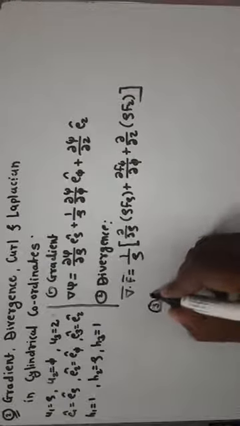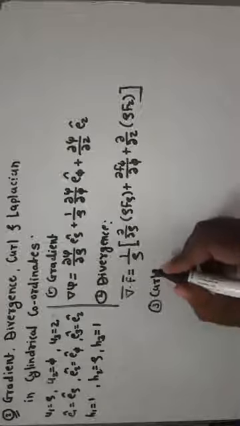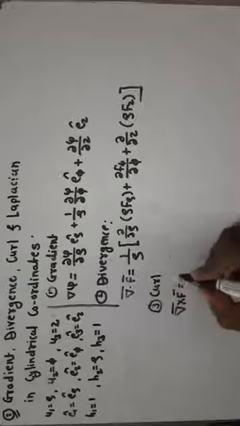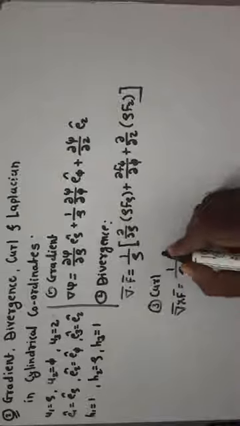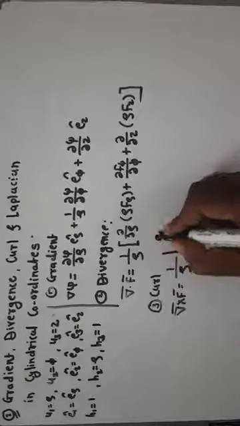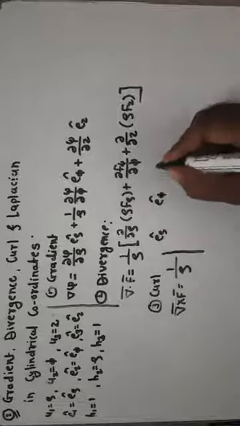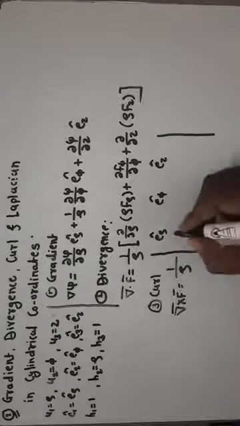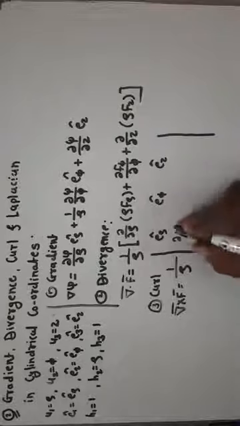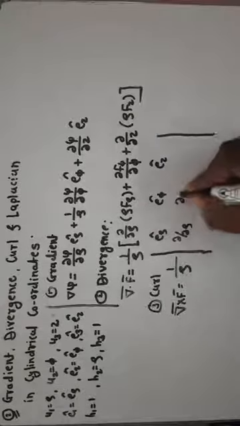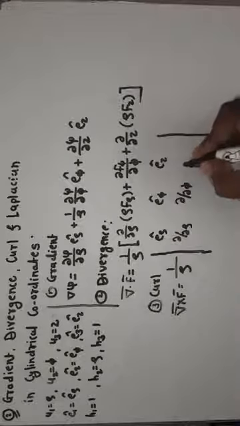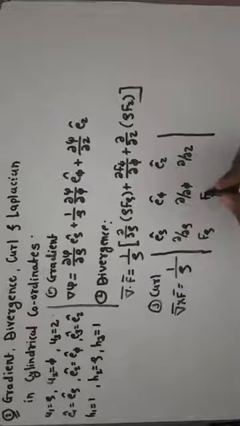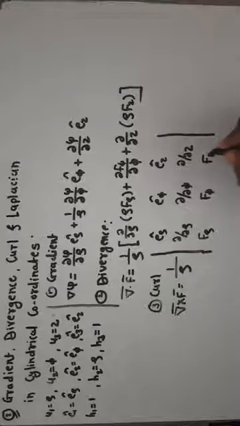Third one is the curl. That curl operator, curl of f bar is equal to, in determinant form, e rho cap, e phi cap, e z cap, dou by dou rho, dou by dou phi, and dou by dou z, f rho, f phi, f z, right?